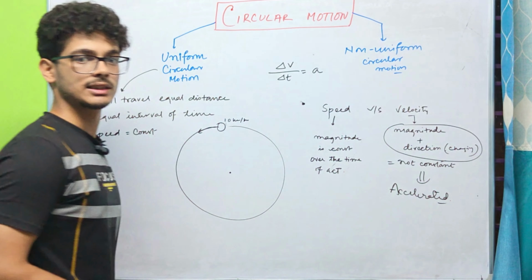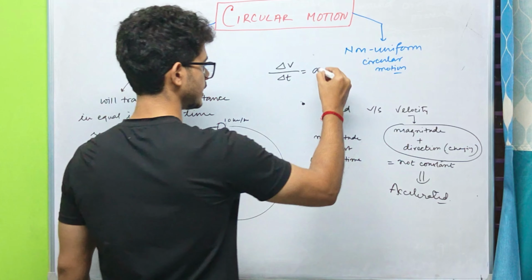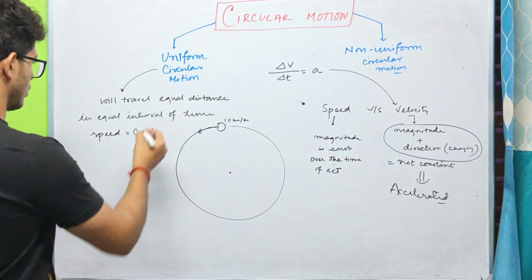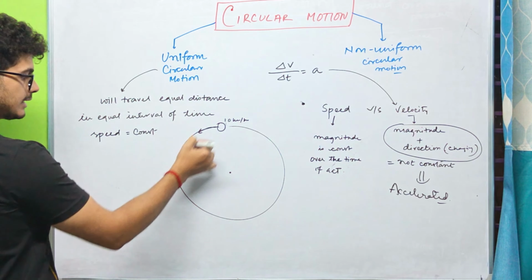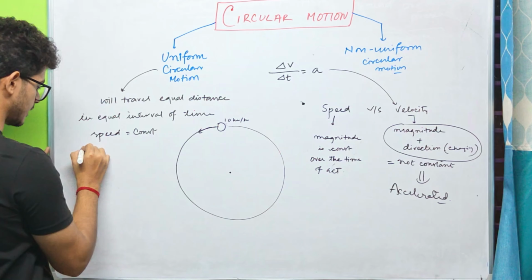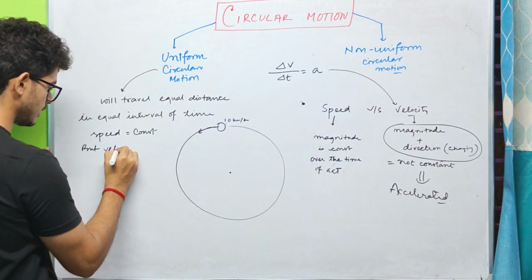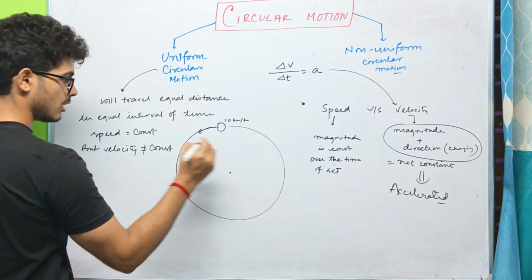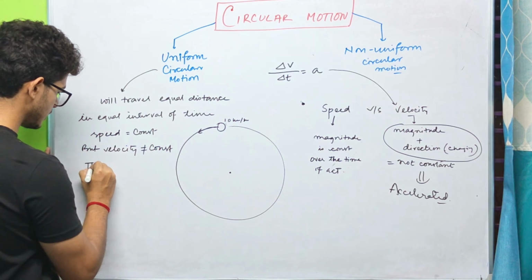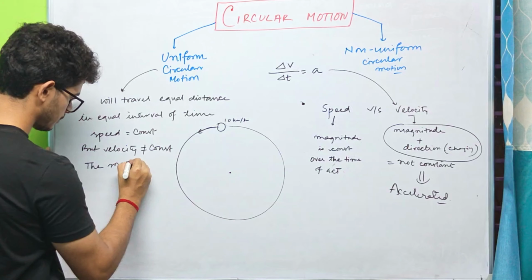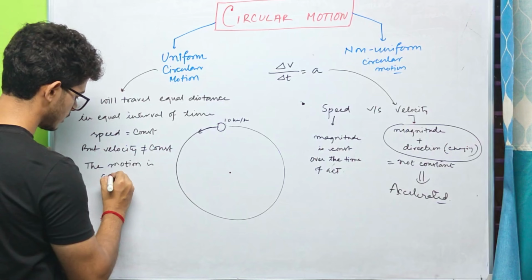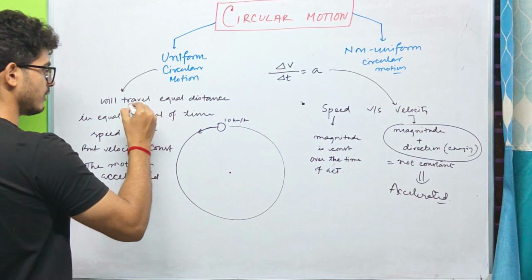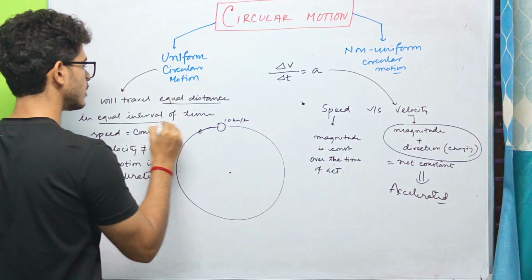There is no question in that. So due to this, we call that the motion is already accelerated. In this case, the speed is constant, but velocity is not constant. Together with this, the motion is accelerated, but it is traveling equal distance in equal interval of time.